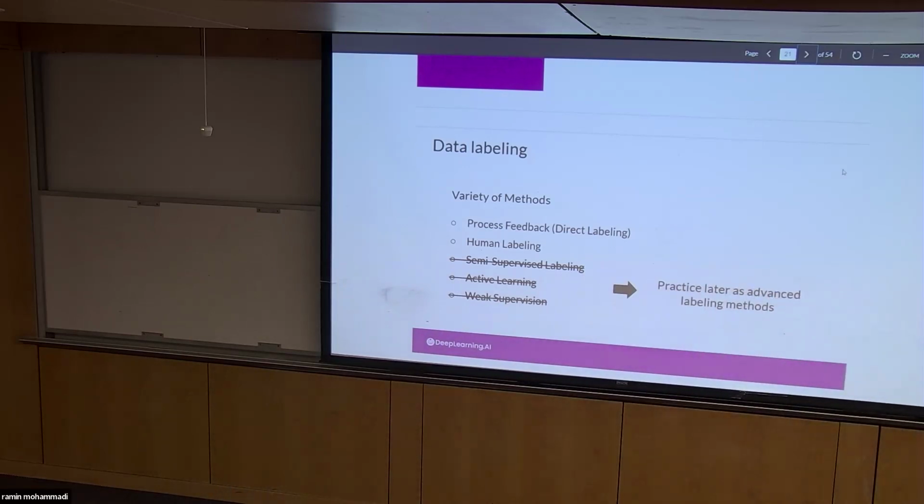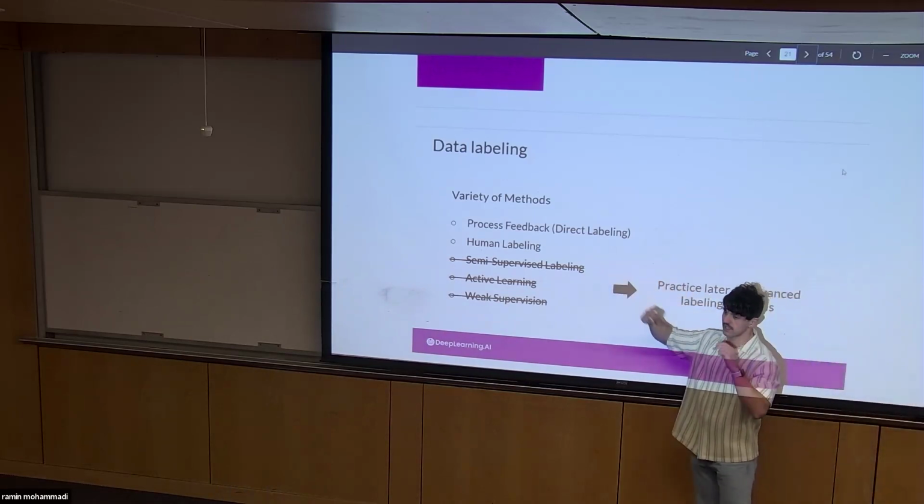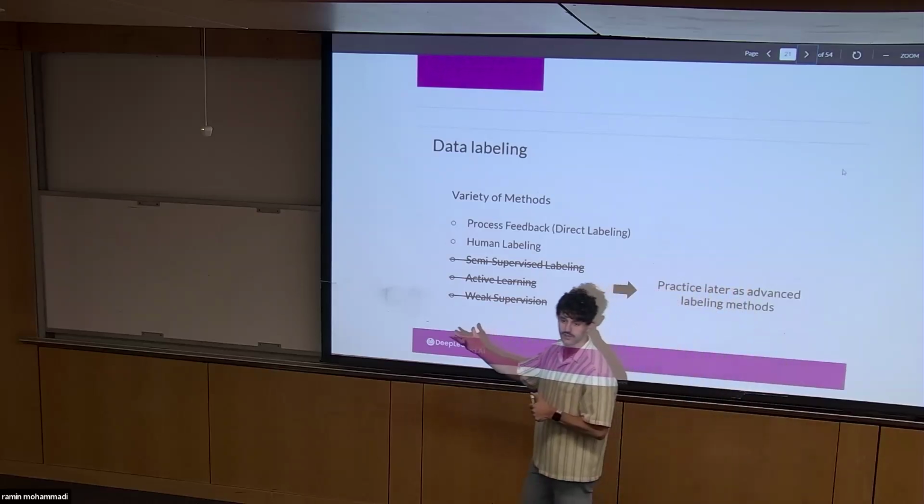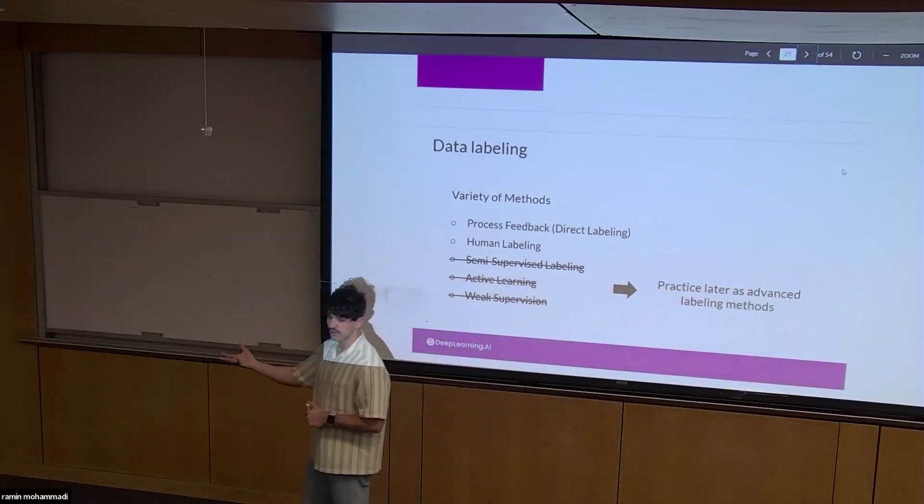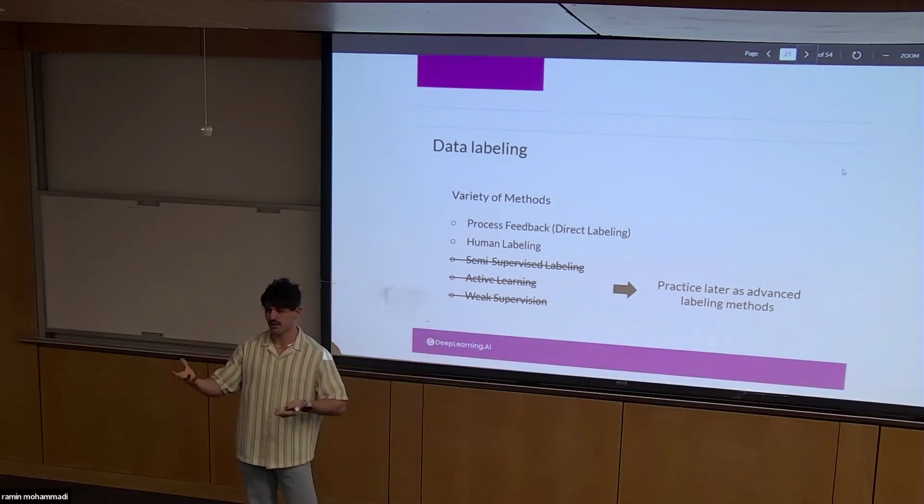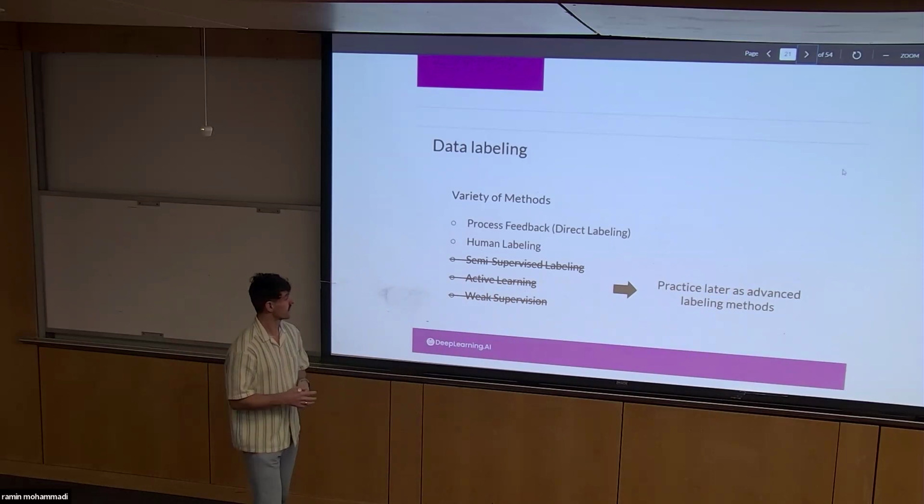But let me quickly tell you what these are. Semi-supervised labeling is where you have a small amount of labeled data and lots of unlabeled data, and you use some sort of model to learn knowledge from the labeled data and apply it to the unlabeled data, to label it.